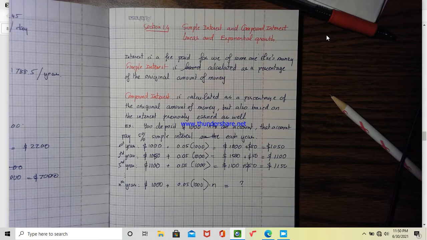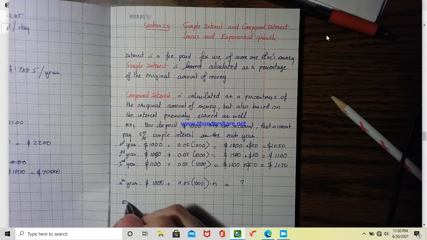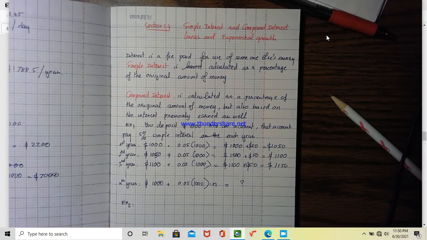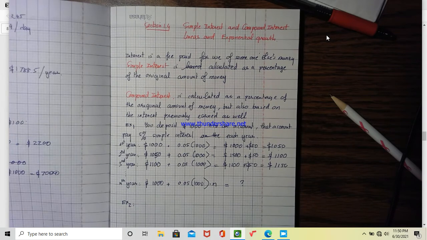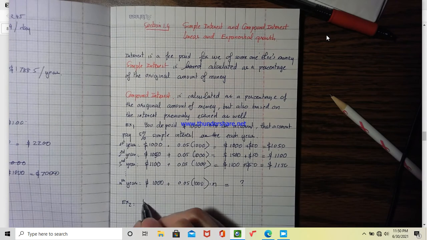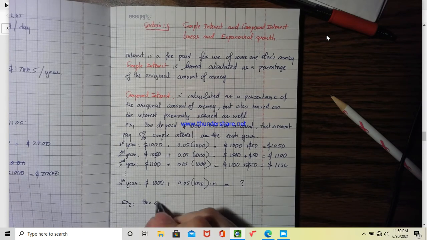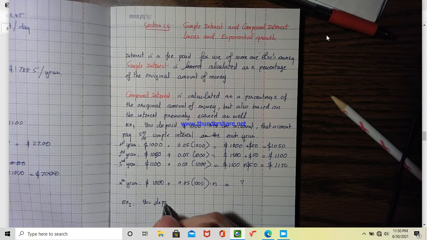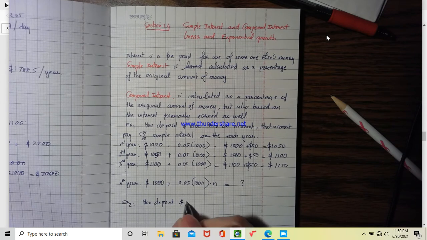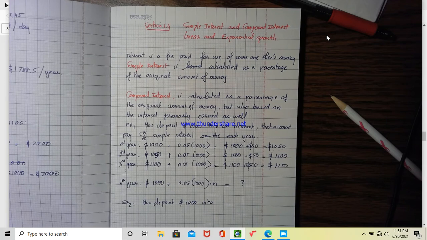Okay, now let's do the same thing. Let's jump to the second example. In the second example, we're going to have everything the same, but instead of 5% simple interest, we have 5% compound interest. So we deposit $1,000 into an account.